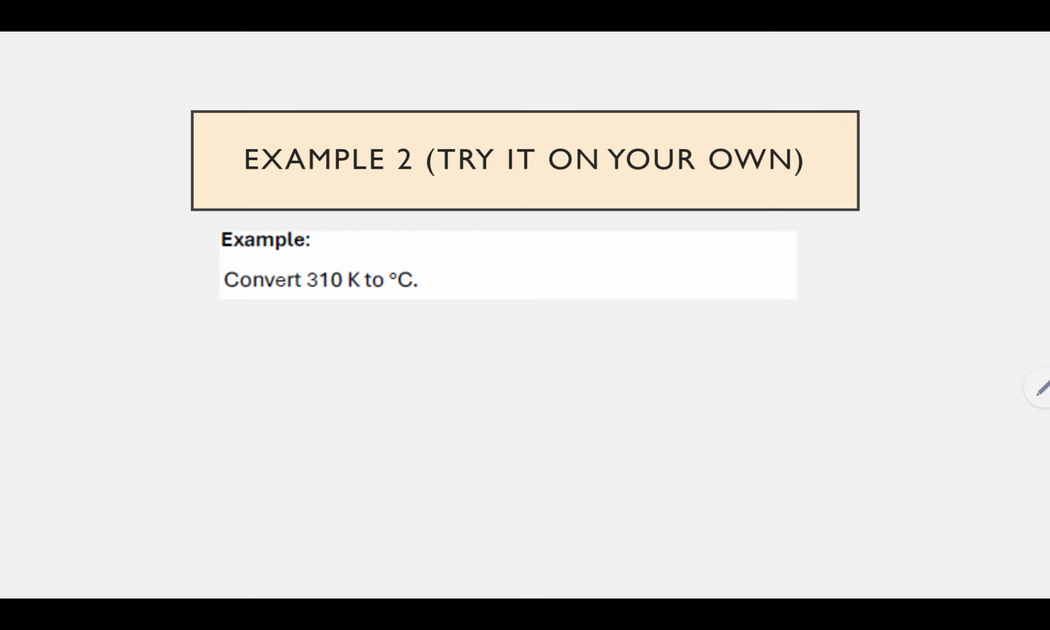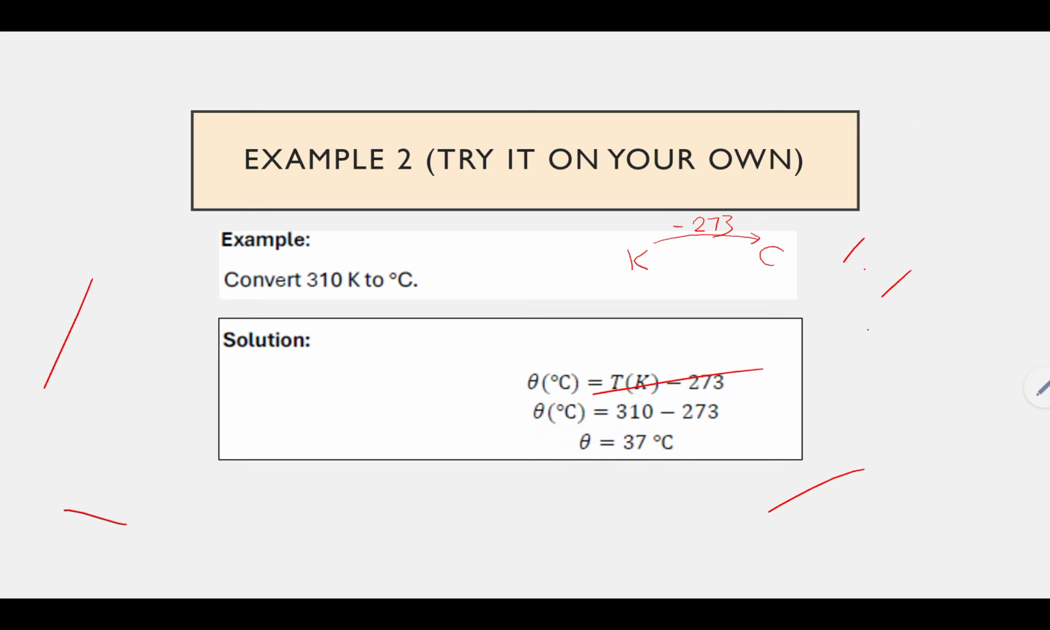Here's another one you can try on your own. Pause the video, solve it, and then unpause. Kelvin to Celsius, we said from big to small, we're going to subtract 273. So the answer is going to be, okay, here we go. So it's going to be 37 degrees Celsius.